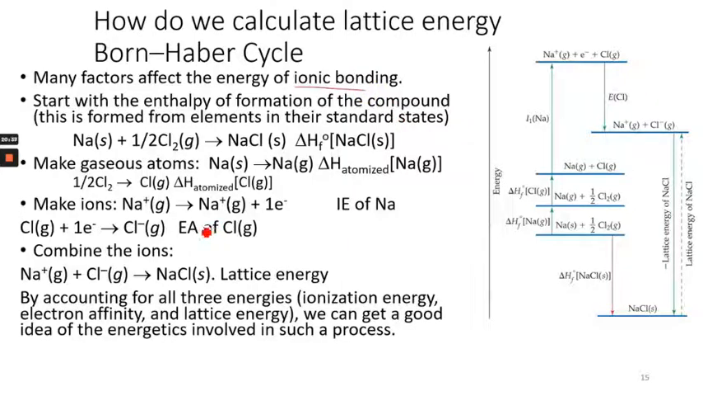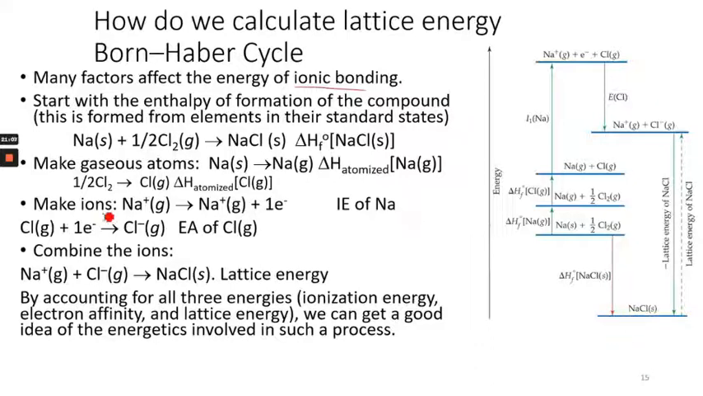So the first thing we're always going to start with is the enthalpy of formation of our compound. That is when you take elements in their standard state to form 1 mole of the compound. So you have solid sodium plus gaseous chlorine, half of that, equals NaCl solid. And that is your heat of formation. So you see here, your heat of formation is pointing down because most of the time it's exothermic.